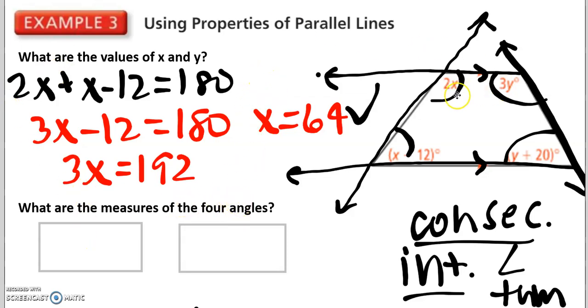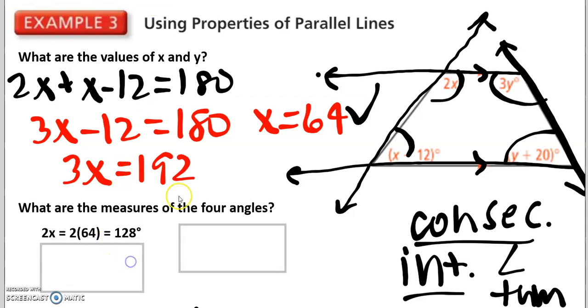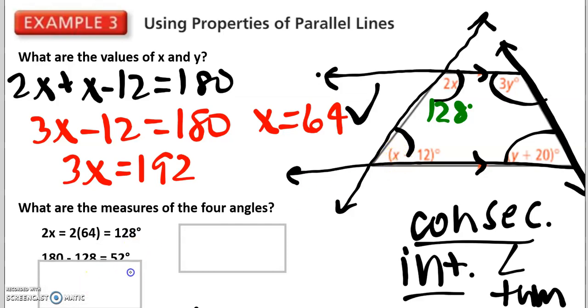Well, how am I going to do that? I now know what x is, so I can substitute x into that expression. So I'm going to say 2 times my 64 gives me 128. So this angle right here is 128 degrees. How am I going to find this one? Well, there's a few ways, right? We could substitute x in. Another way we can do is subtract it from 180, right? 180 minus 128 because I know they're supplementary. And I'm going to get this angle is 52 degrees.